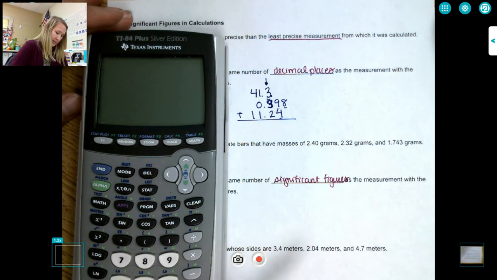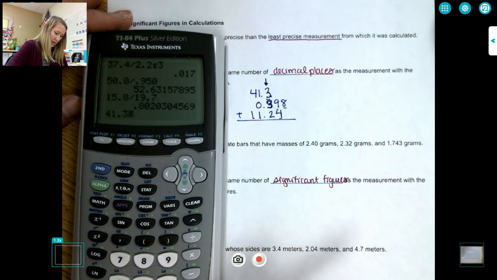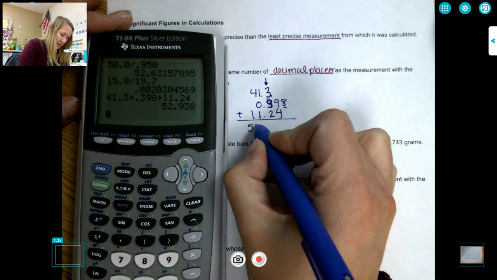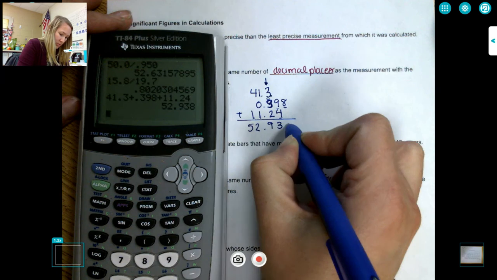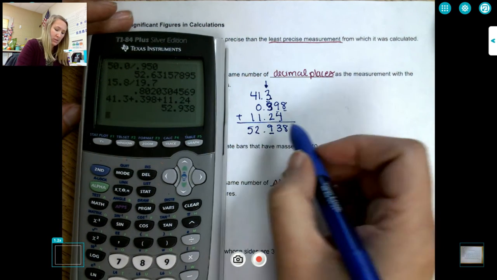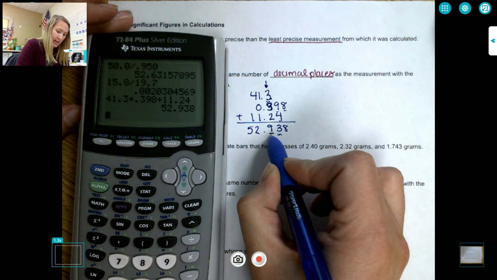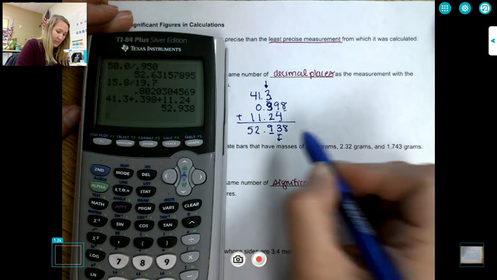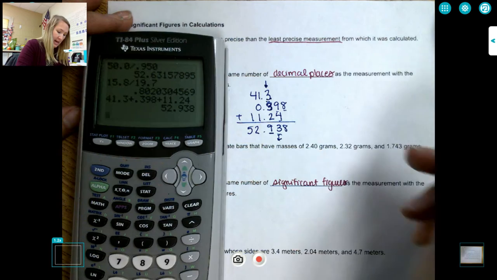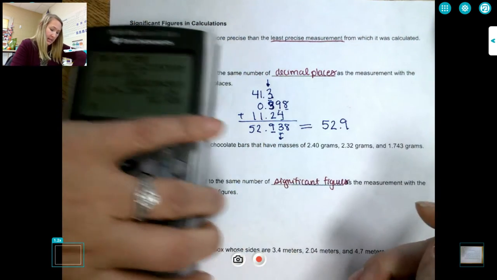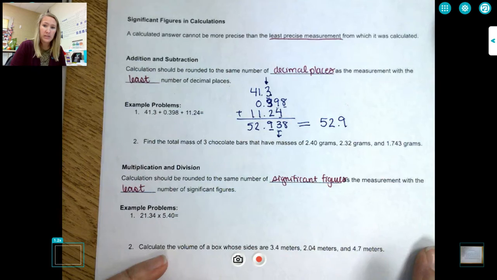So when I add these up, I have 41.3 plus 0.398 plus 11.24. I get 52.938, but I can only be precise to my tenths place. So that means I must round. The number after my last known digit is less than 5, so I'm going to round down to 9. So that means my final answer is 52.9, and there are no units on this, so I can just leave it as is.